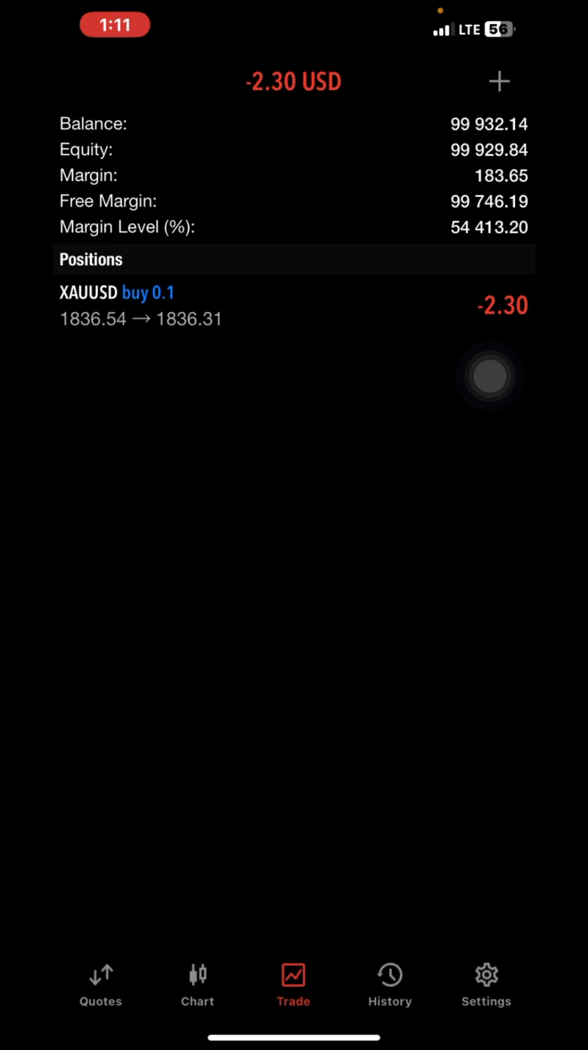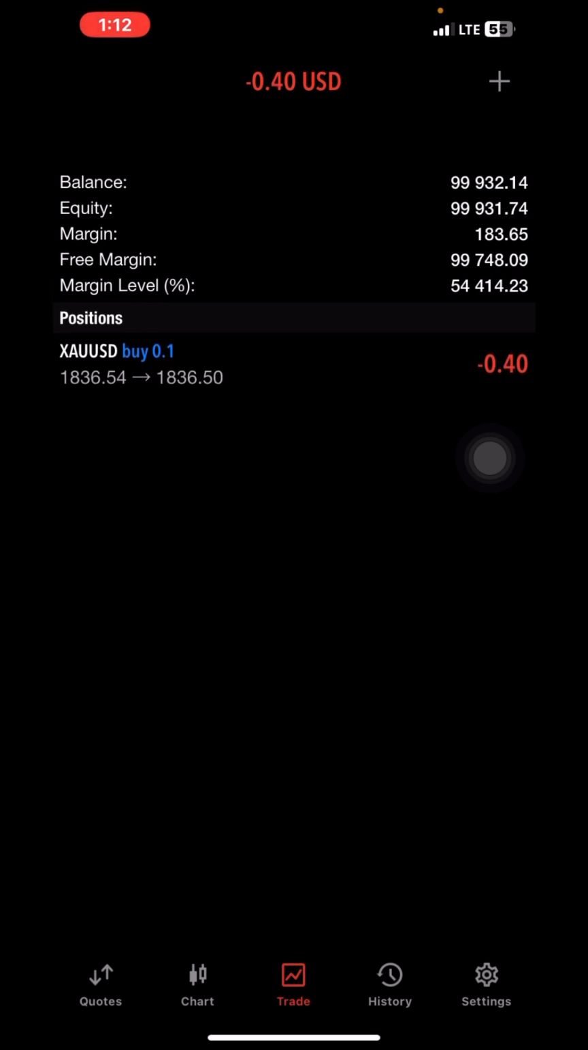Then you come to equity. Equity is the balance plus your profit or your loss. In this case, right now the trade is running in a loss, roughly minus $1. So when I subtract this minus $2 here from the balance, I get the equity. If it was in profit, I would have to add that amount to my balance in order to get the equity value. So that's simply how to find the equity.